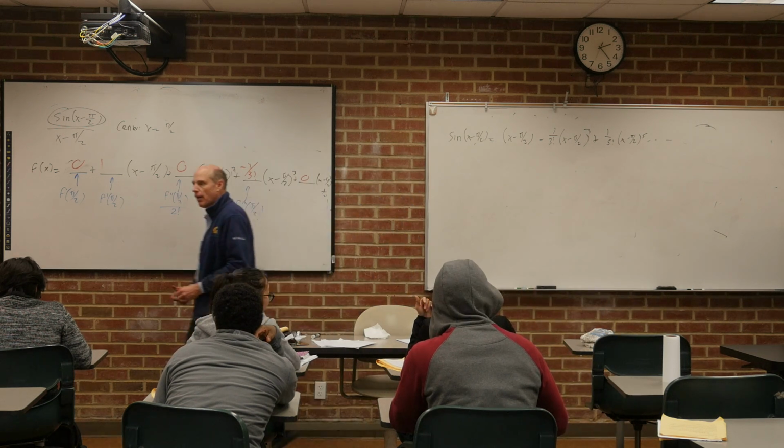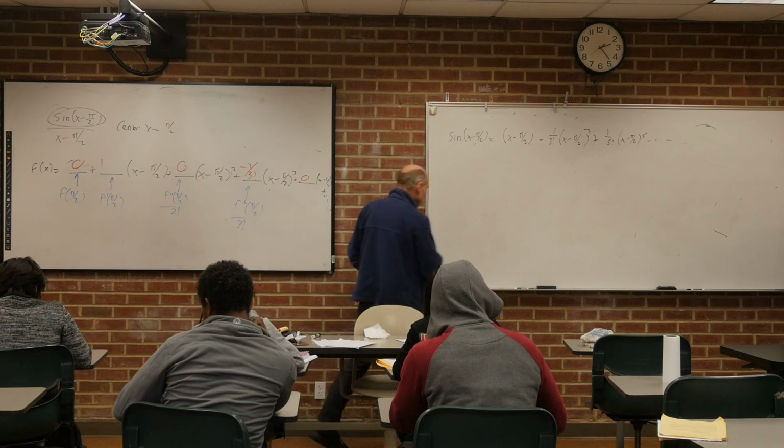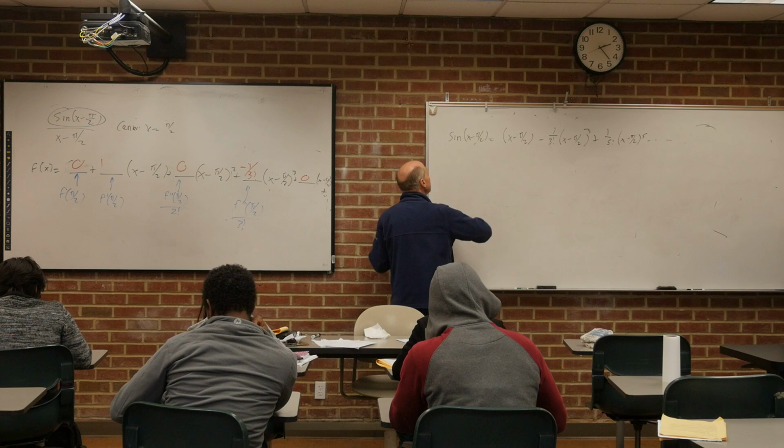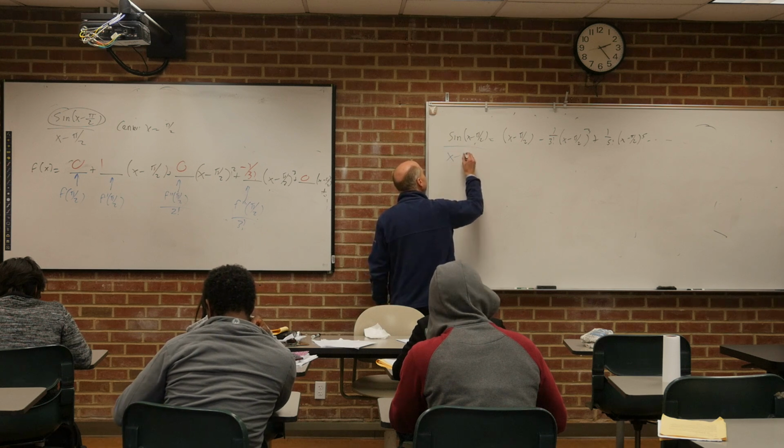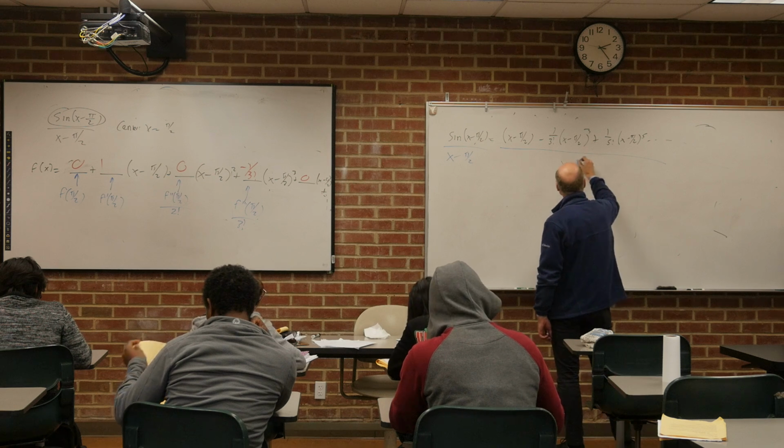Here's what it looks like without all those zeros. And what I want to do, divide everything by x minus pi over 2.